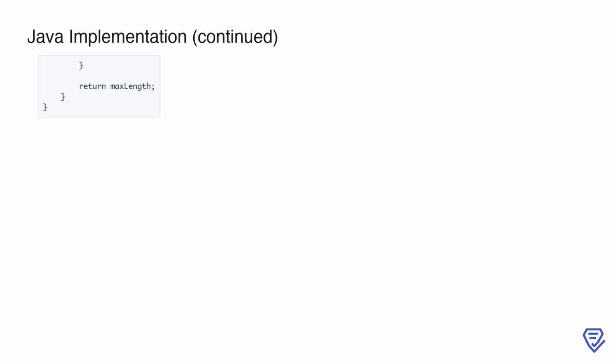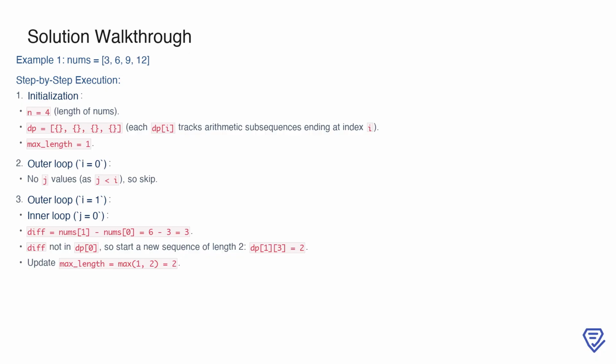By iterating through the array and updating the dp structure, we ensure that the solution is both time and space efficient, making it well suited for larger input arrays. To solve the problem, we use a dynamic programming approach where we track arithmetic subsequences ending at each index.